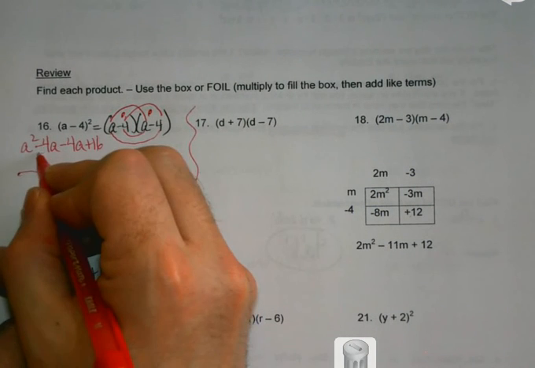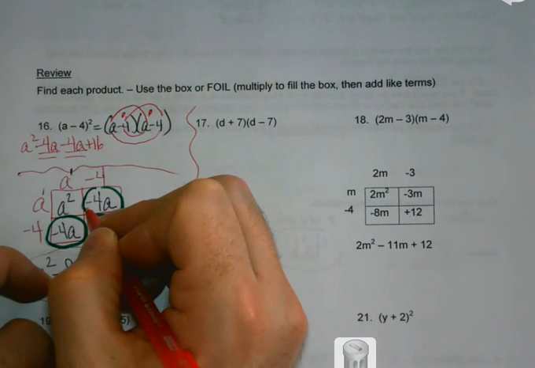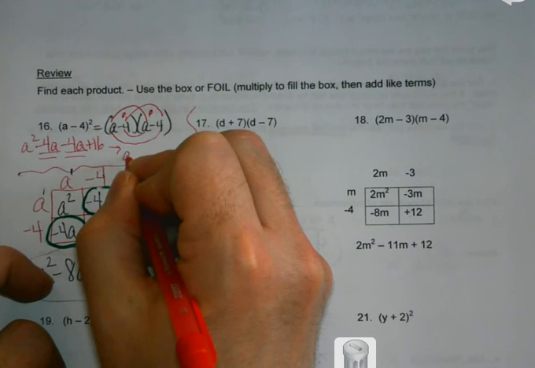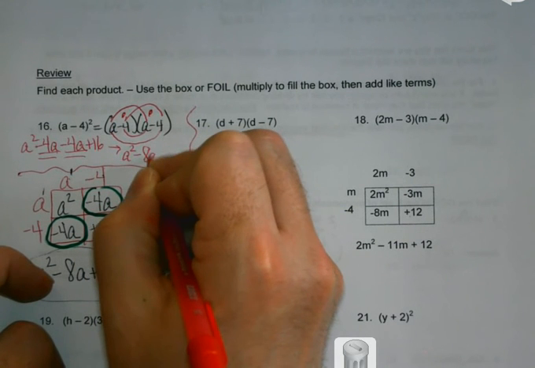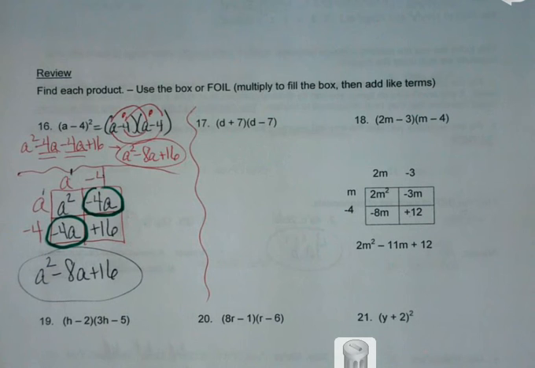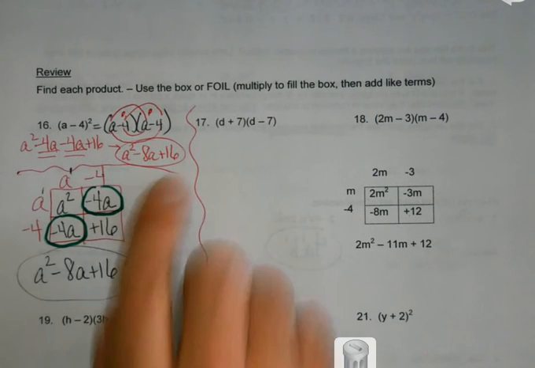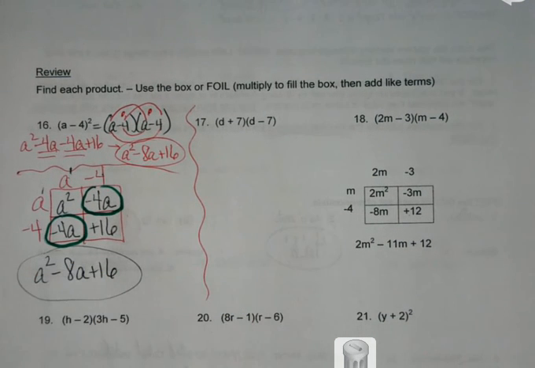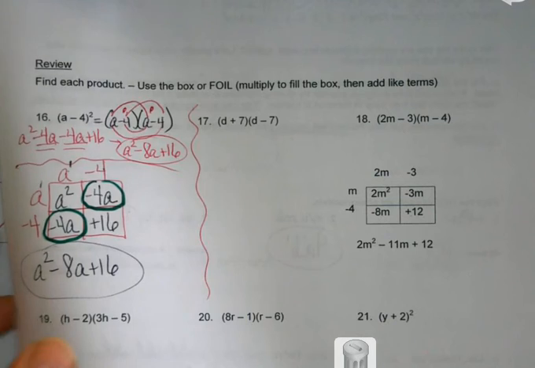Because now I can just say, okay, those are the terms that are like terms. So those are the only ones I can put together. And I get the same answer. Whichever way you're more comfortable with is the way you should do it. If you like foiling, FOIL. If you like boxing because you like to visually see what's going on, that's fine.